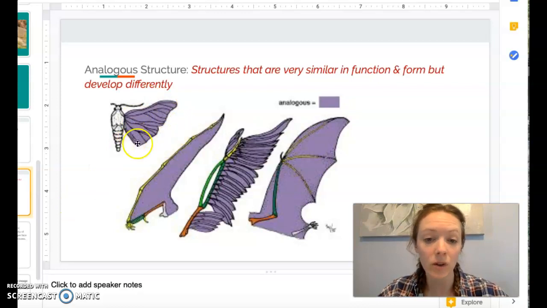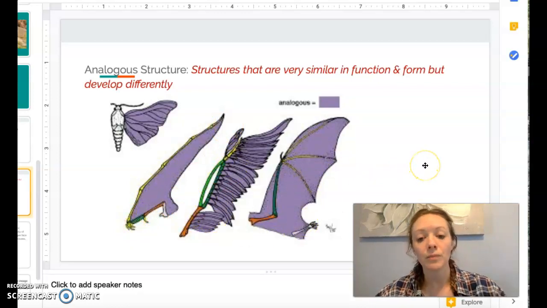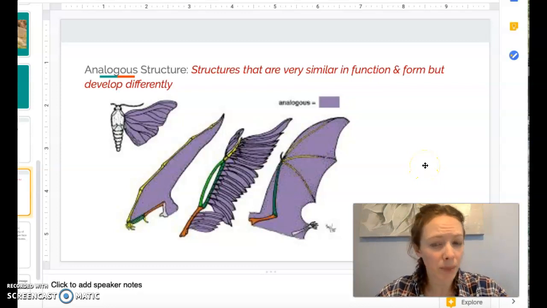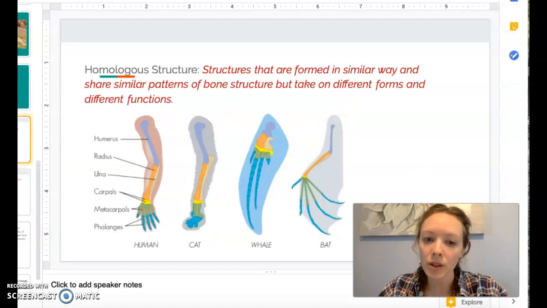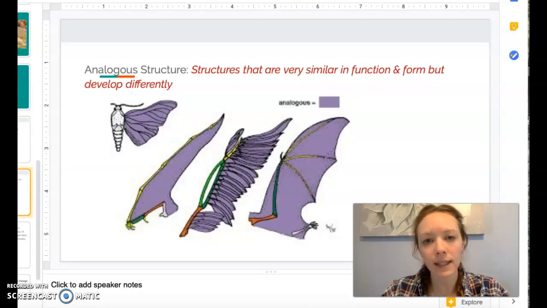So the insect, notice, doesn't have any bones. The pterodactyl has a different set of bones than our birds, and then again there's our bat. So if I'm seeing different bones, I'm assuming that they're not that closely related and they came from different ancestors, but they all did get the same function. So both of these structures, homologous and analogous, relate back to evolution.